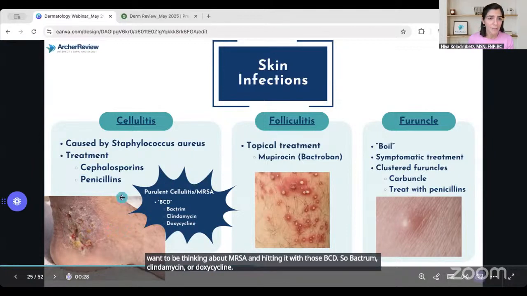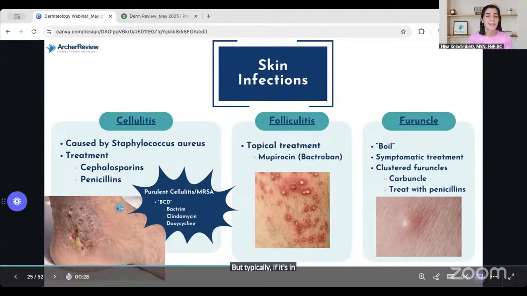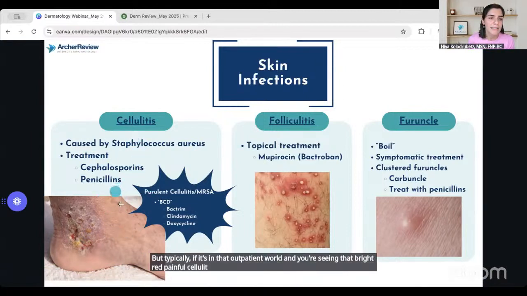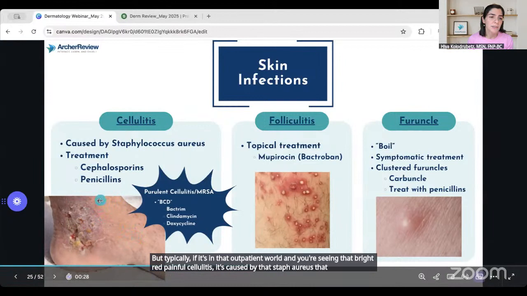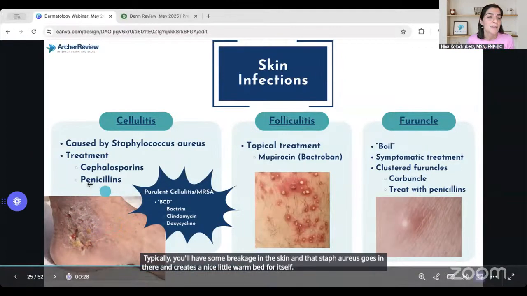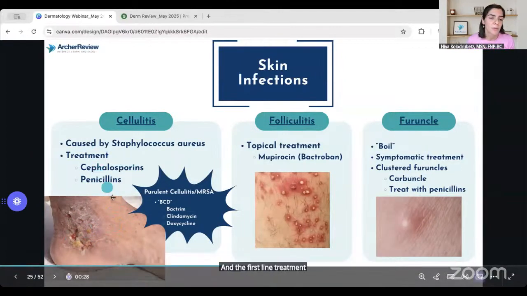But typically, if it's in that outpatient world, you're seeing that bright red, painful cellulitis, it's caused by that Staph aureus that lives on the skin. Typically, you'll have some breakage in the skin, and that Staph aureus goes in there and creates a nice little warm bed for itself. And the first line treatment is really those cephalosporins or the penicillins.